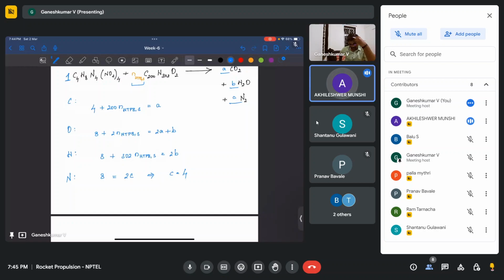If we need additional O2 from air, you were still not able to get a positive B, right, or a positive N of HTPB.